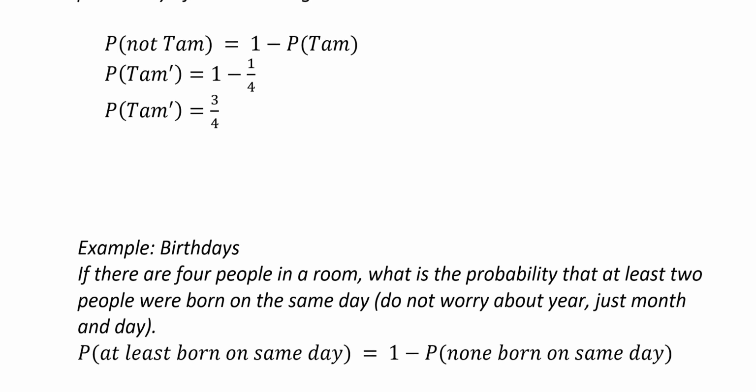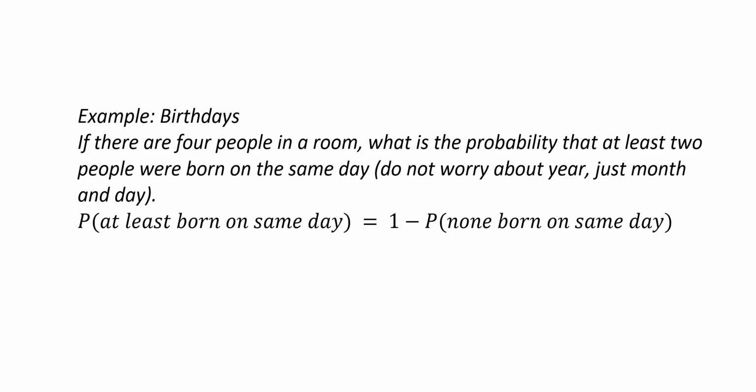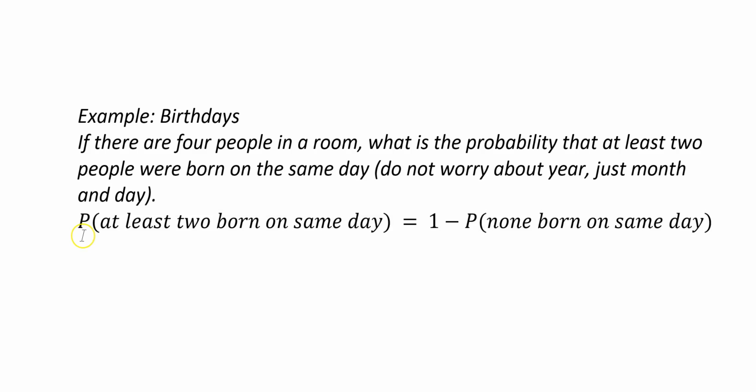In this next example, you might be surprised by the result. It's going to have to do with birthdays. It says, if there are 4 people in a room, what is the probability that at least 2 people were born on the same day? Don't worry about the year though. We're just focusing on the fact that someone was born on the same day, the month and the day being the same. We want to find the probability at least 2 are born on the same day.